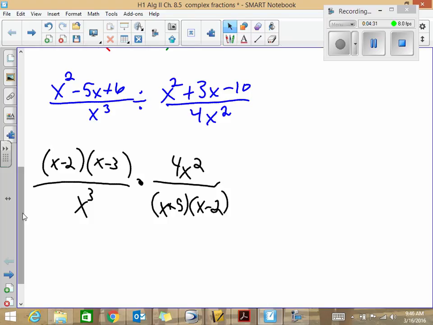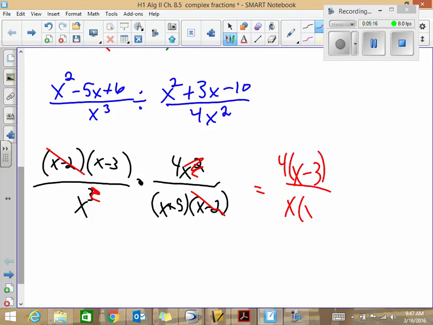Okay, so now it becomes just a multiplication problem, right? So I cancel anything on top with anything on the bottom. I can't cancel any more factors. What can I do with the 4x squared and the x to the third? How can I cancel those? Right, I've got 2 x's on top, 3 on the bottom. So those 2 cancel out 2 on the bottom. So my final answer is 4 times x minus 3 over x plus 5.